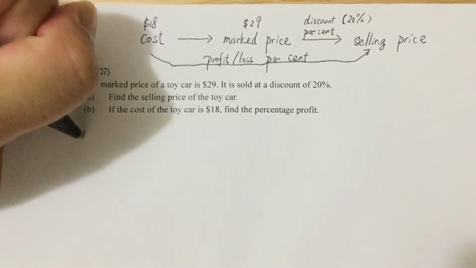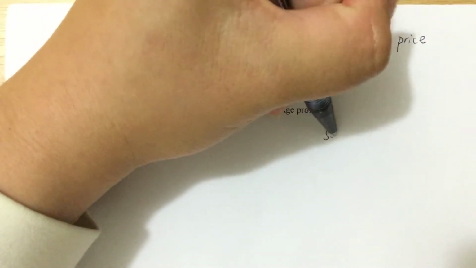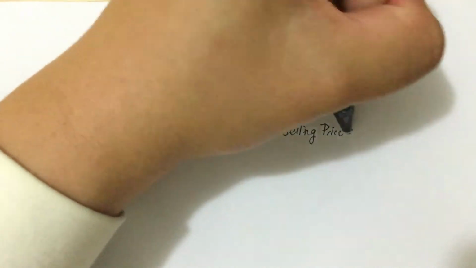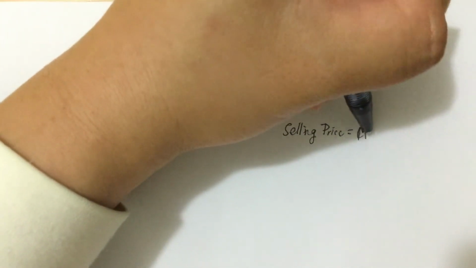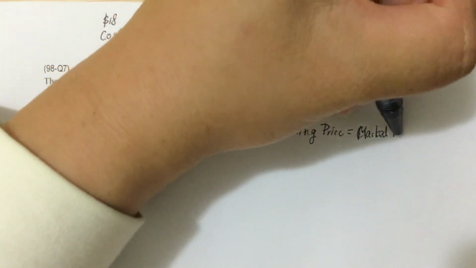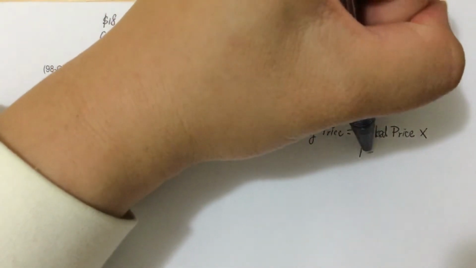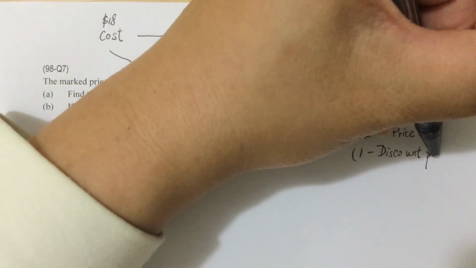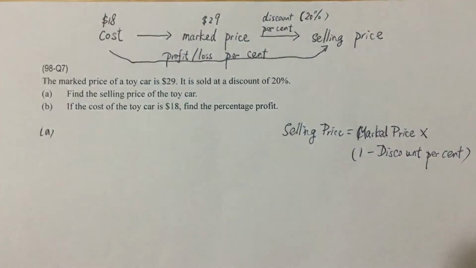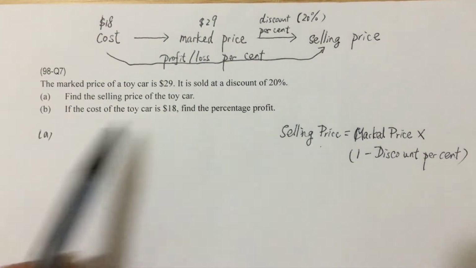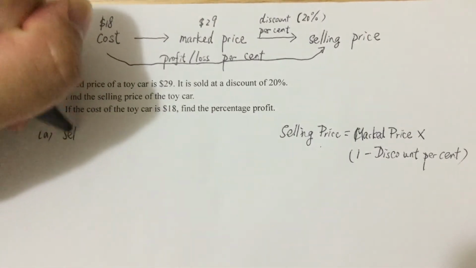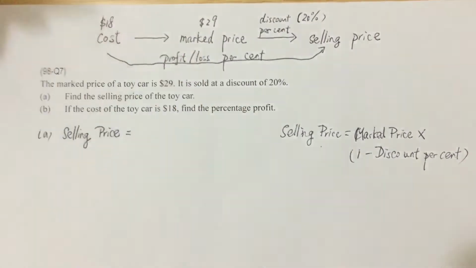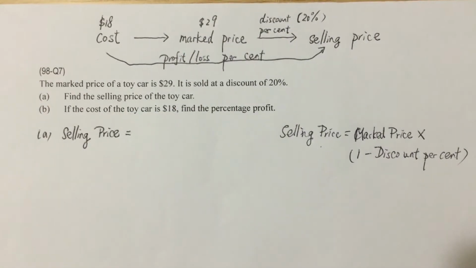Because for part A, we have the formula: selling price is equal to the mark price times 1 minus the discount percent. So we will use this formula to find part A, the selling price. You must remember the formula well, otherwise you cannot get the answer correct immediately.